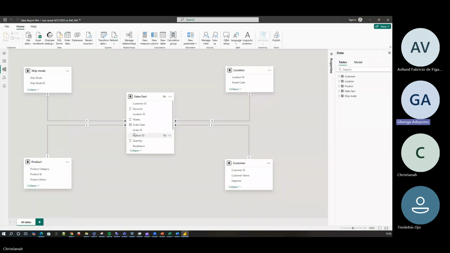You are breaking your dimensions down. We call it normalization. It means that you are breaking that dimension table down into different hierarchies, right?